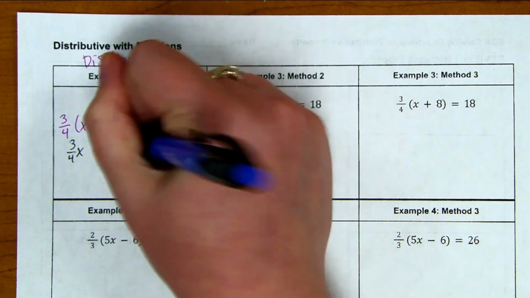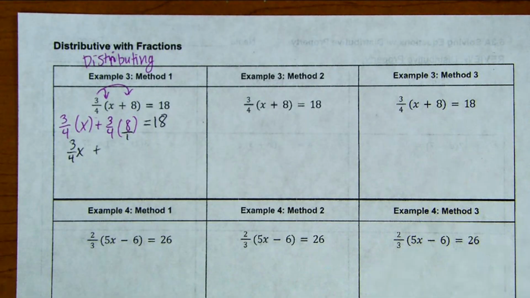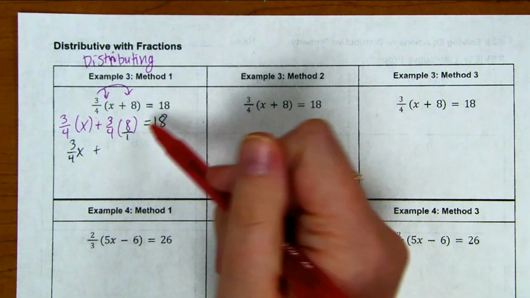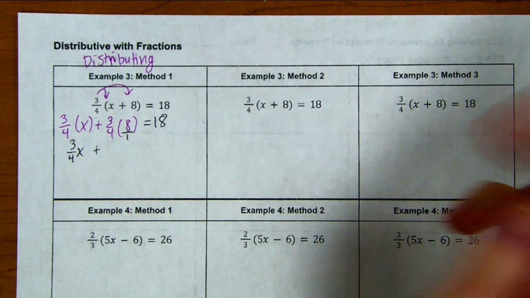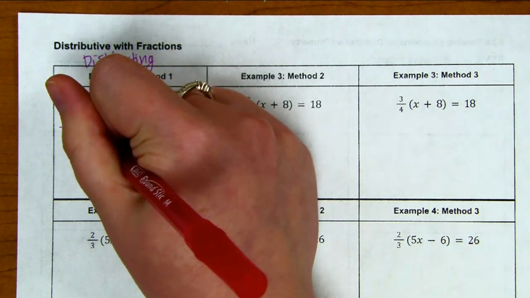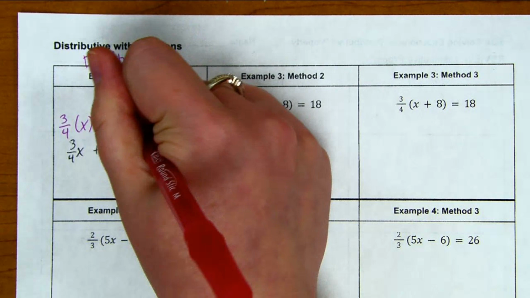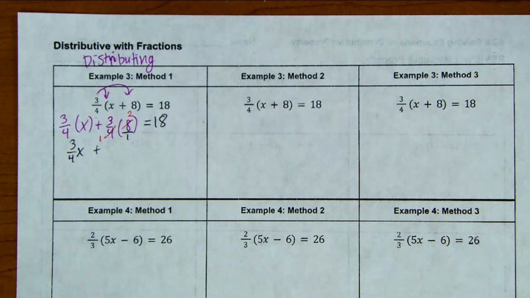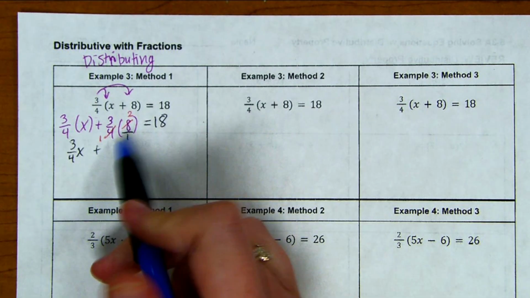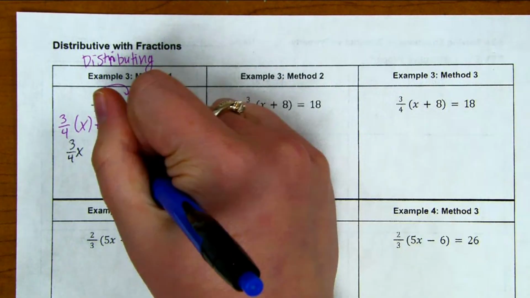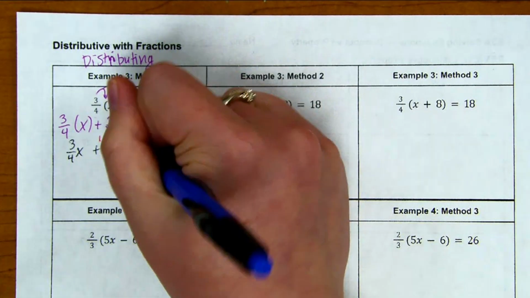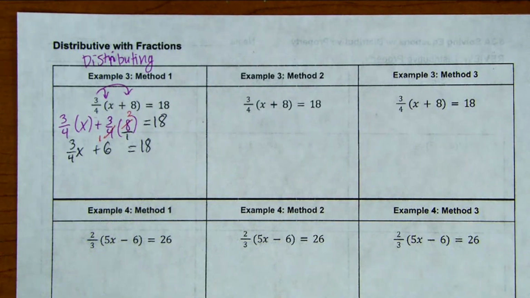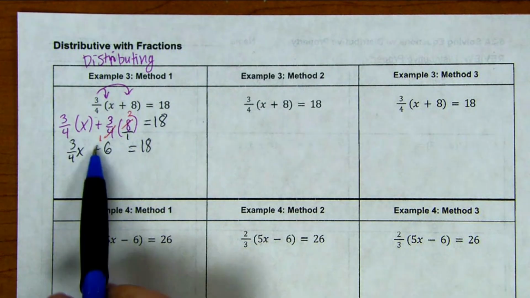Well, I can actually cancel some things out. 4 and 8, we can divide both of those by 4. So 4 divided by 4 is 1. 8 divided by 4 is 2. So now when we multiply across, 3 times 2 is 6 over 1 times 1 is 1. So we have 3/4 x plus 6 equals 18. At this stage, there's no grouping, there's no parentheses, so I can finally remove the numbers as I want.